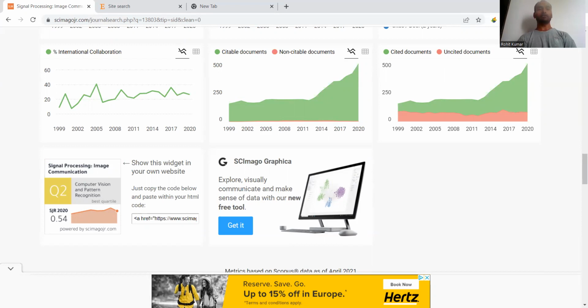And one more thing that many times we do see: some of the things are not in focus. People do realize that a particular journal or publisher is not focusing in a specific direction, because it provides so many different types of quartiles and accepts so many different types of articles. So don't worry about that.